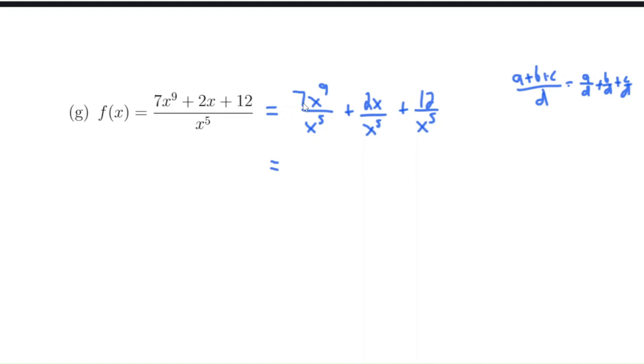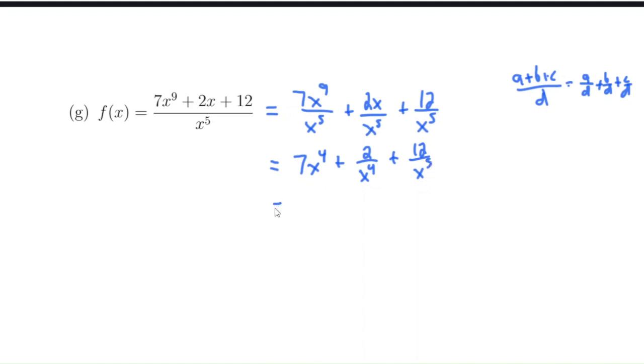But notice, what's 7x to the ninth over x to the fifth? The x to the fifth is like x times x times x times x times x, and on the top we have x times x, and so on. A whole bunch of those x's will cancel. In fact, 5 will cancel, and we'll be left with 7x to the fourth. Now on this one, we have 2 over x to the fourth, actually, because one of the x's cancels from the top and the bottom, leaving x to the fourth. And we have plus 12 over x to the fifth.